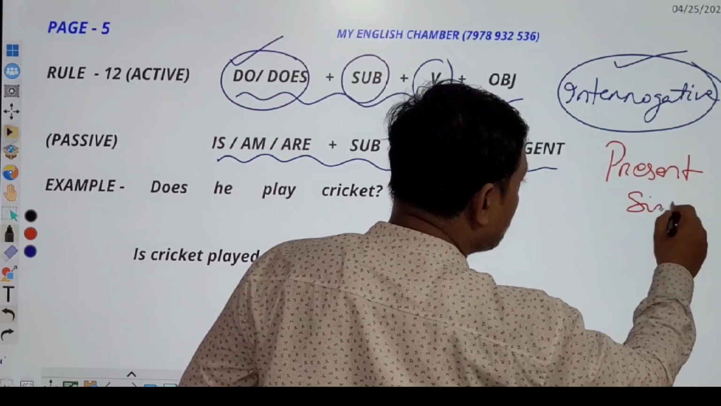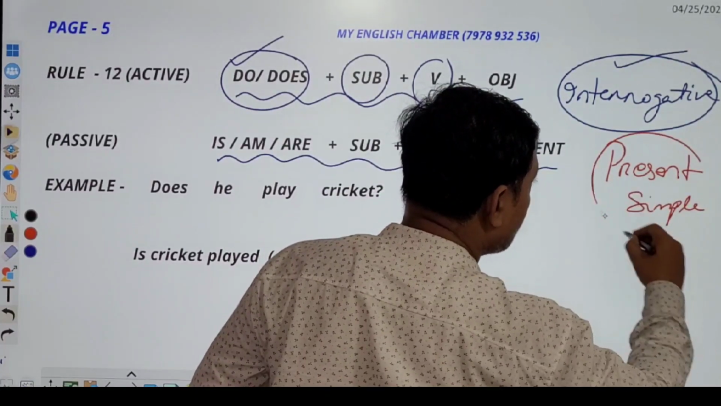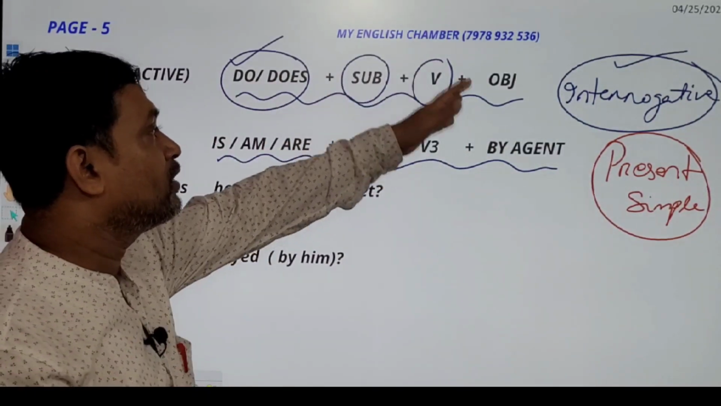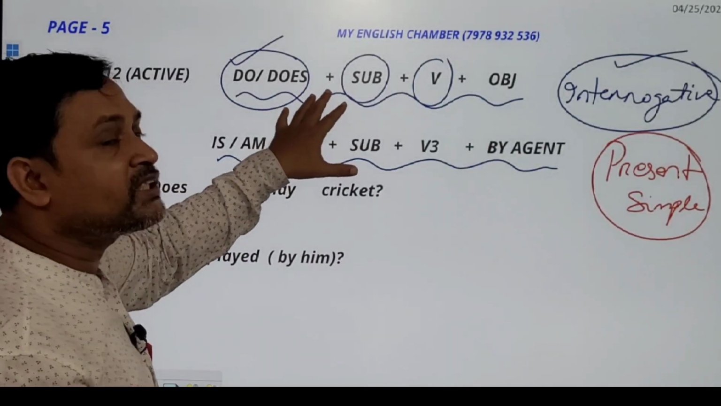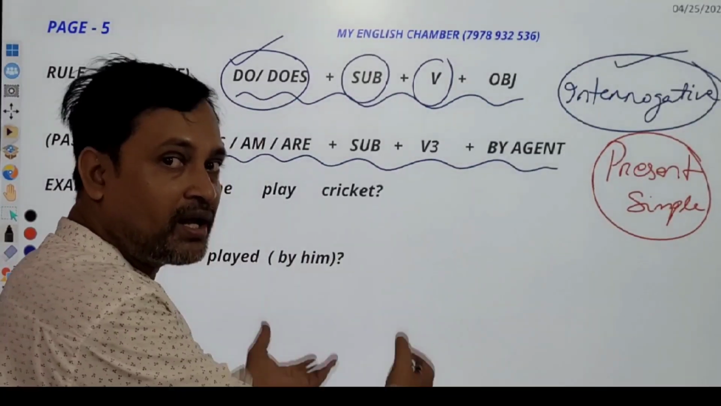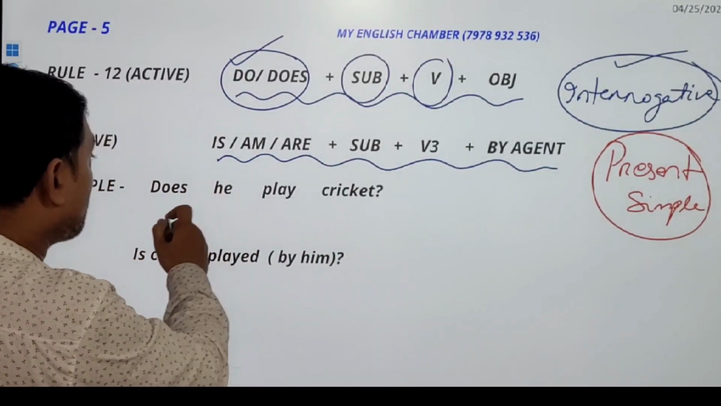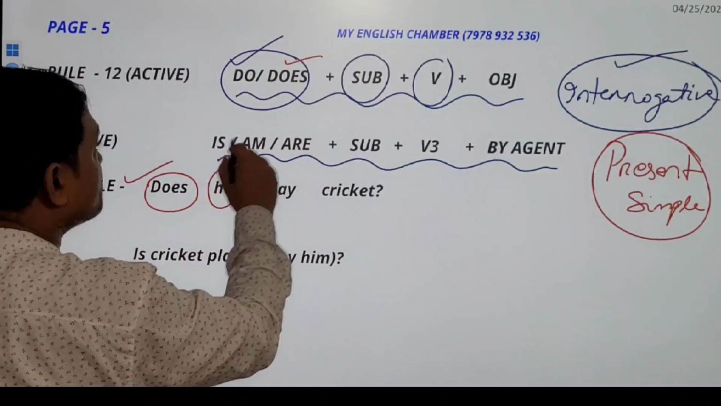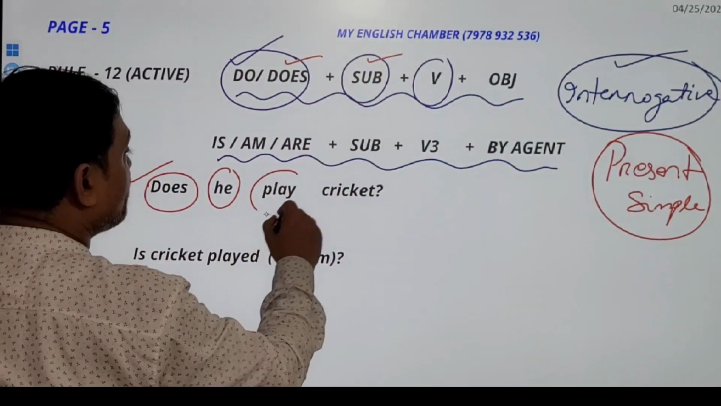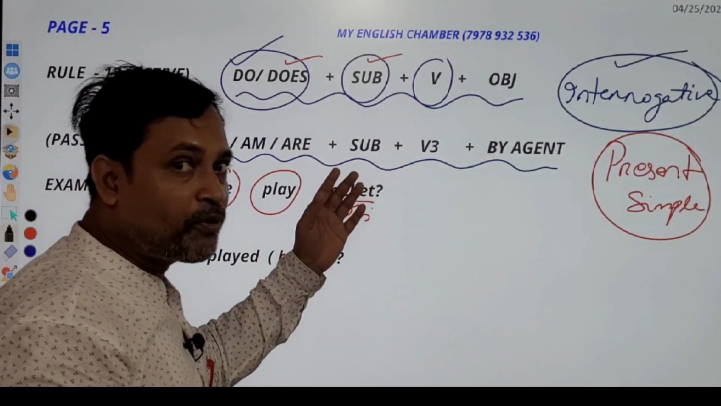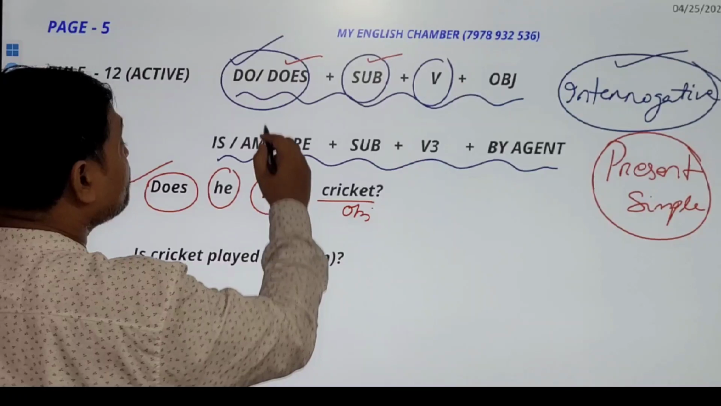Which form? Present simple form. Doer does subject verb object. If you find such type of rule, then what will be its passive form? Let's know. Let's see an example. Does is here like this, then subject like this, then verb, then object. Now, what will be the empty format of passive?